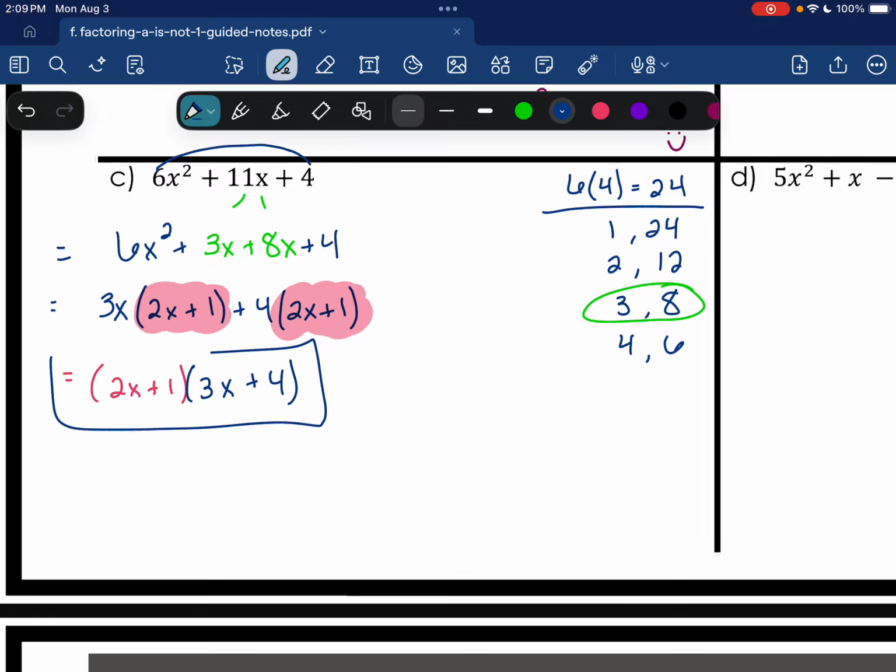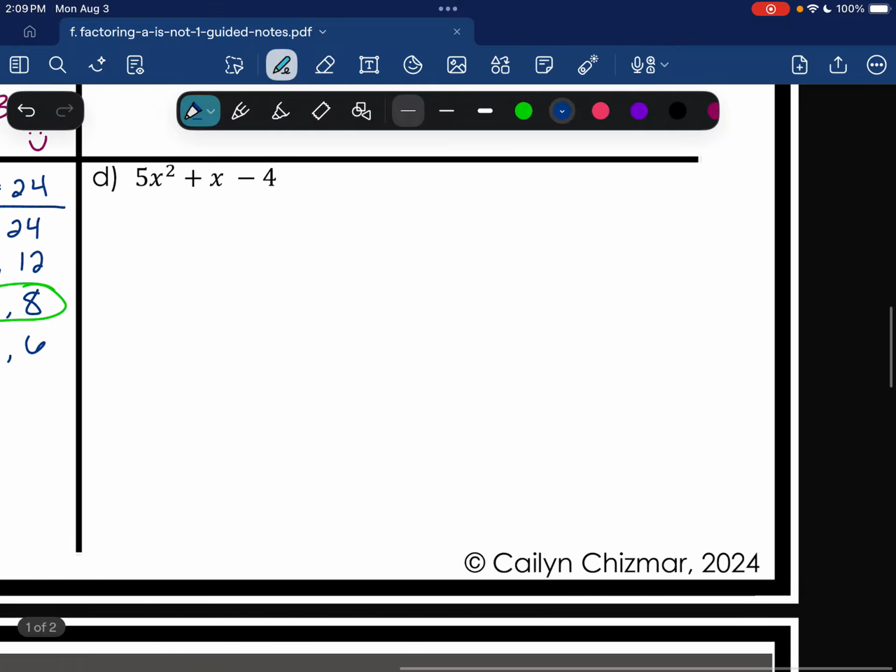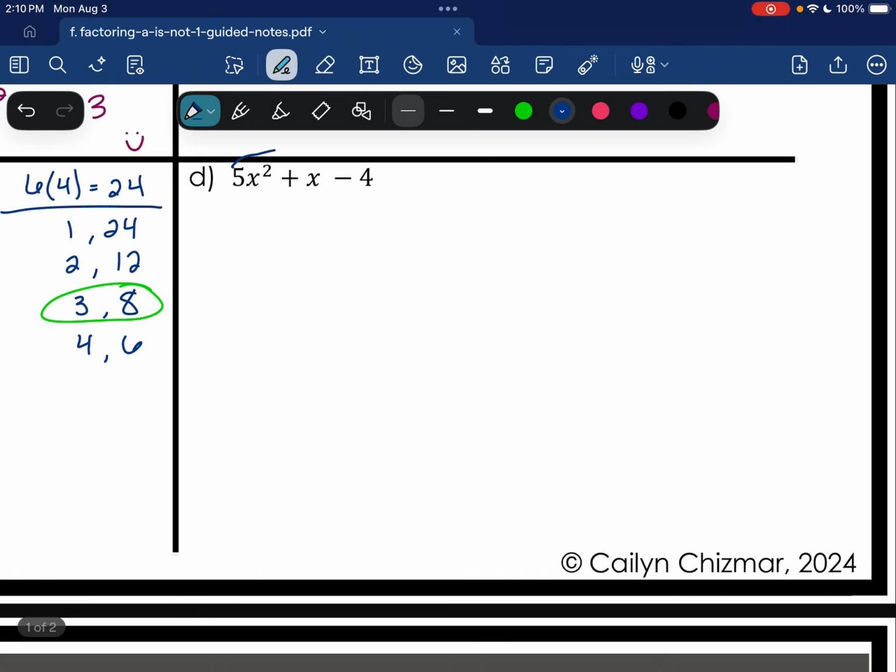Gorgeous. Alright, last one we're going to do together, and then I'm going to give you some practice, okay? So we've got 5x squared minus x minus 4. 5 times negative 4 gets us negative 20. So, negative 1, 20, negative 2, 10, negative 4. We're looking for the ones that add to positive 1.